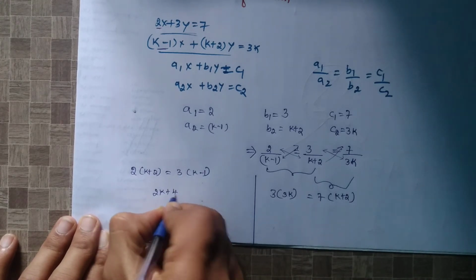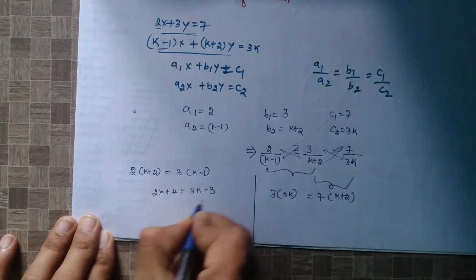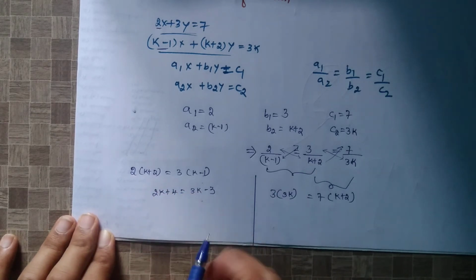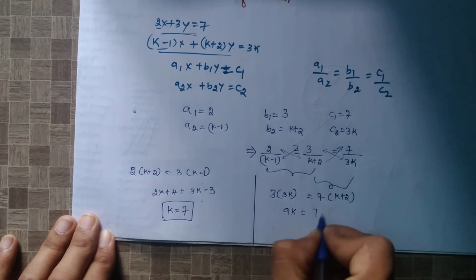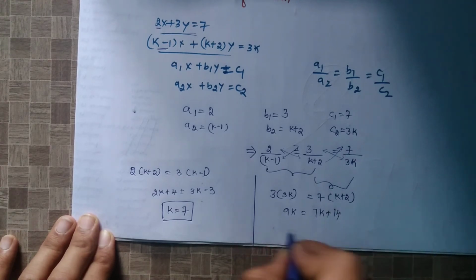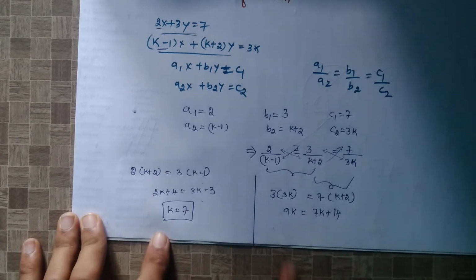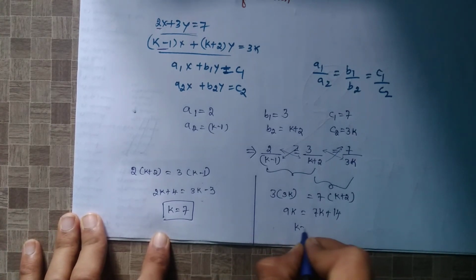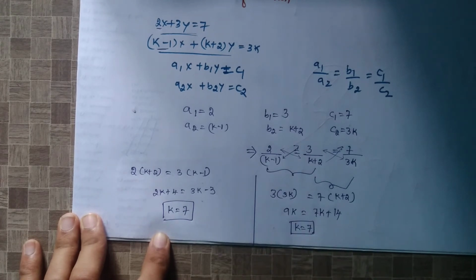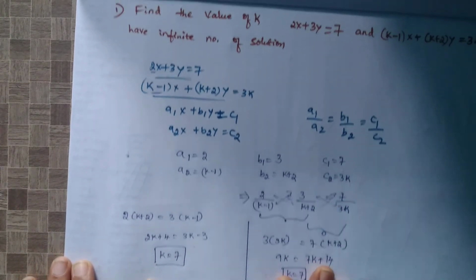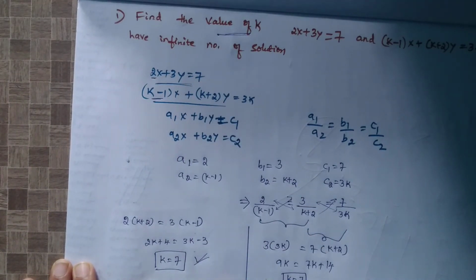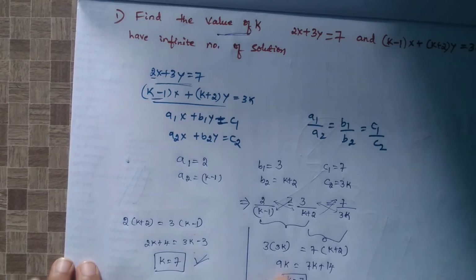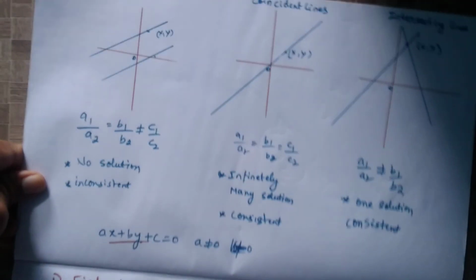2k + 4 = 3k - 3. On solving, I get k = 7. Here 9k = 7k + 14. On solving this equation, I get the exact value k = 7. So the value of k is 7, and so the linear equation has infinitely many solutions.